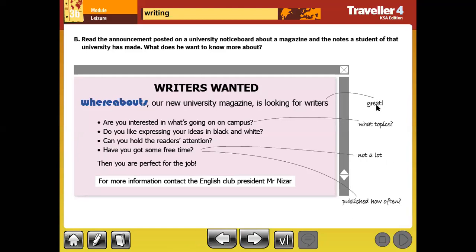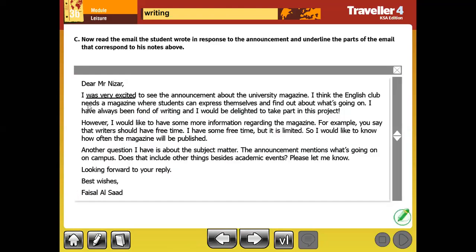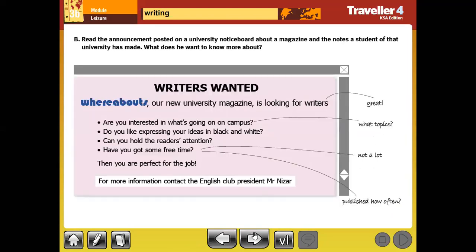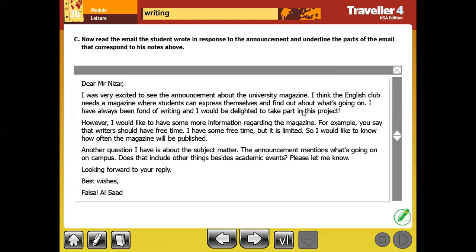Let's see about these notices. Which of these notices did he ask about? They are looking for a writer. He said that this is great, and he was excited. And also when, what topics, and published how often. Here he says, I would be delighted to take part in this project. He expresses his enthusiasm.